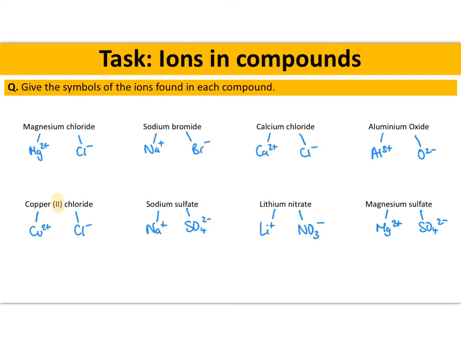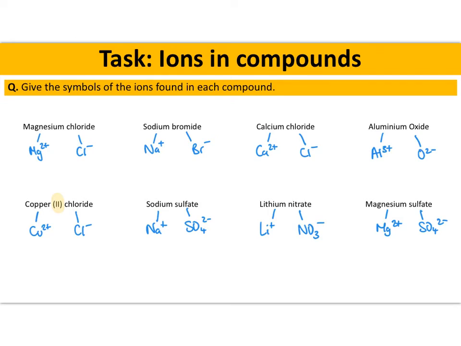Something else to look at, we've got sulfate, both in sodium sulfate and magnesium sulfate. This is an example of a polyatomic ion. That means it's an ion made up of more than one atom. I'm afraid you just have to learn it. You have to learn that sulfate has the formula SO4 and the charge 2-. And the same with nitrate. It's another polyatomic ion. You just have to learn it. So nitrate is NO3, and the charge on that ion is 1-.